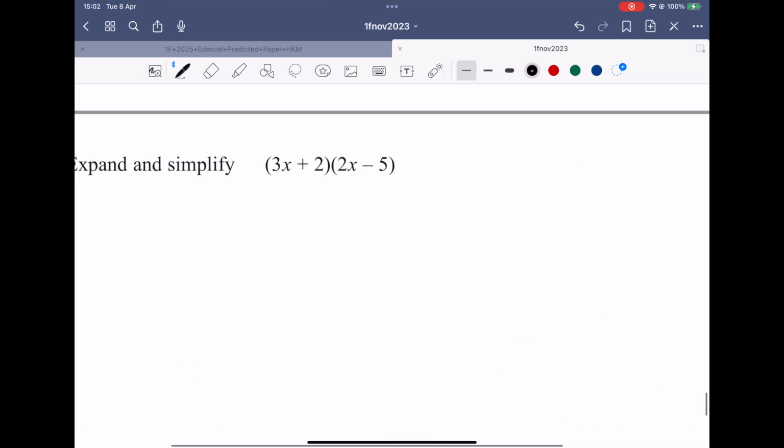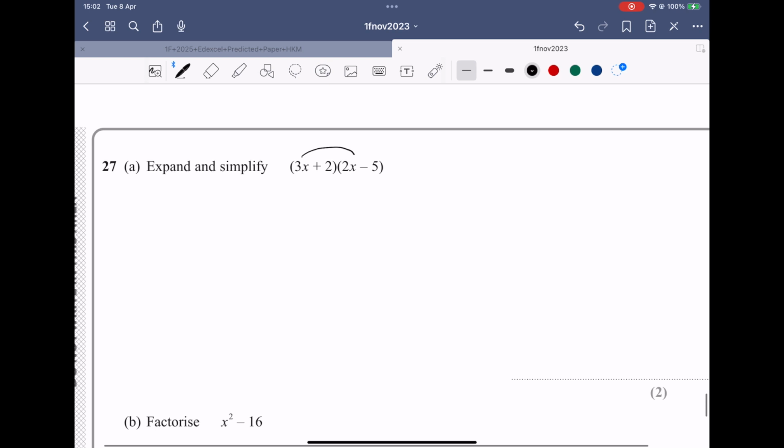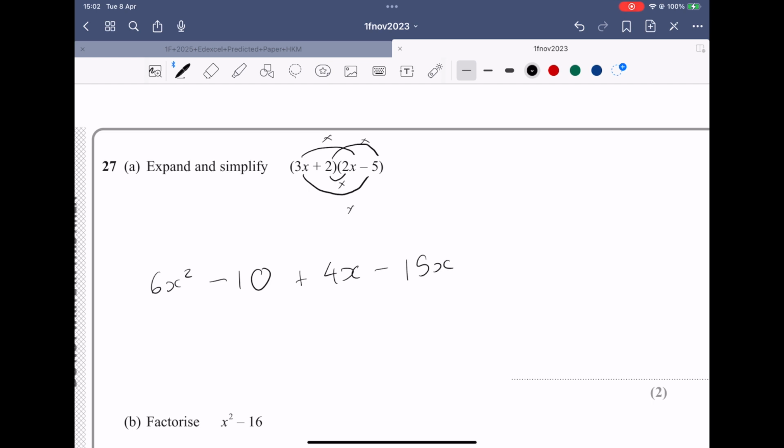Expand this and simplify it, so let's just do some timesing. Everything needs to get timesed, so starting with those two, we've got 3x times 2x, that's 6x squared. Times these two, we get minus 10. Times these two, we get plus 4x. Times these two, all of these processes are timesing, we get minus 15x. So what I've done there is I've timesed out everything. If you want to watch it again, check it, watch it again.